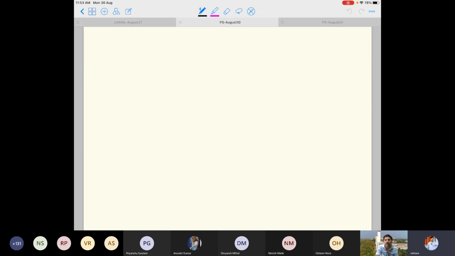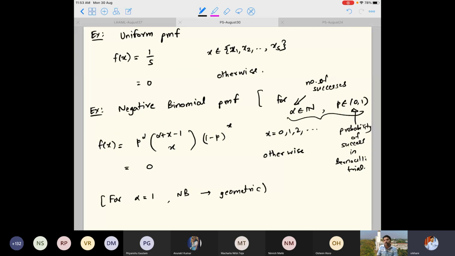Then I'll give some special examples of random variables. Sir, in that negative binomial distribution, X is the number of failures, right? That's right. X is the number of failures, and the number of successes is alpha, and you keep on trying until you get the first alpha successes, right?